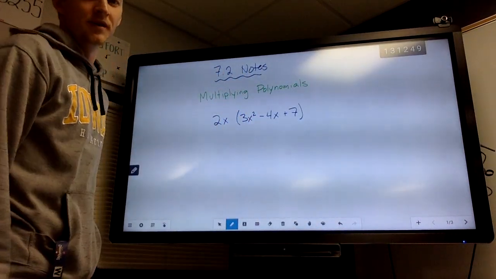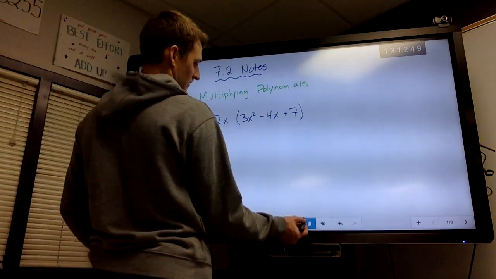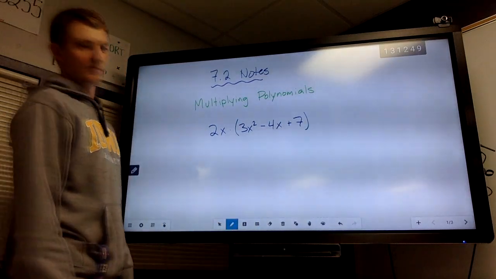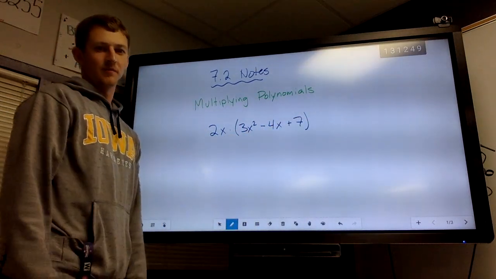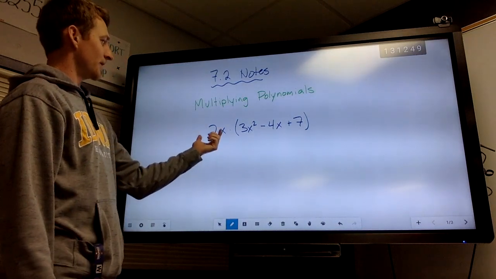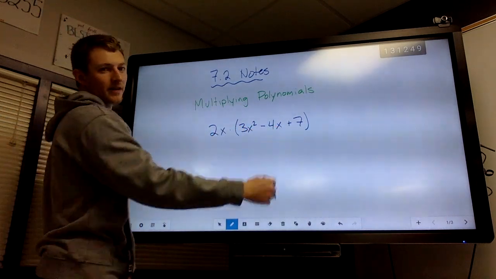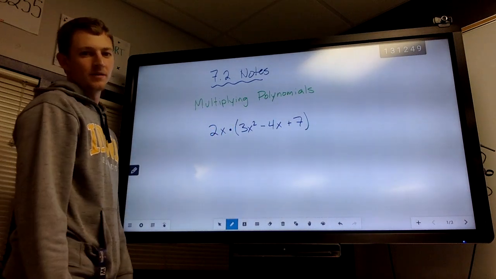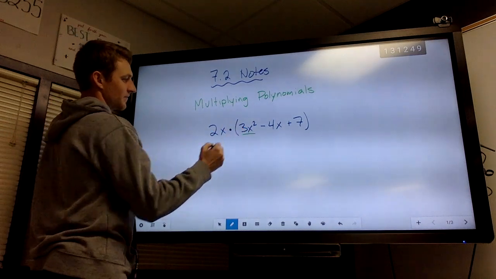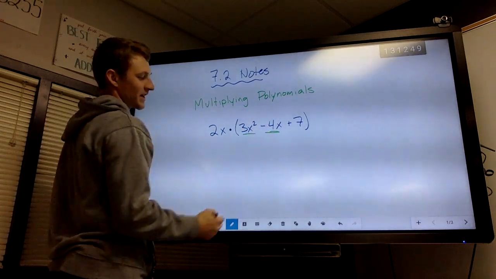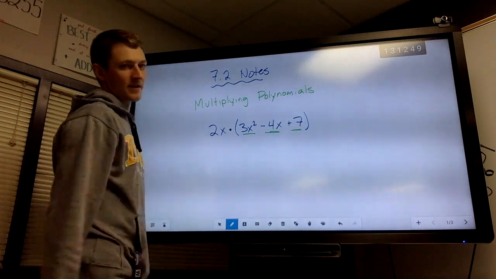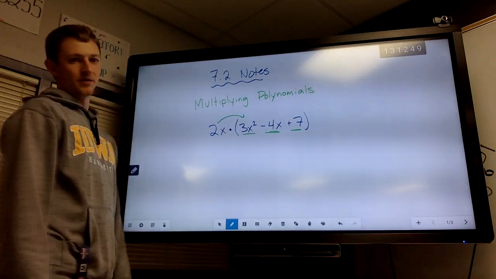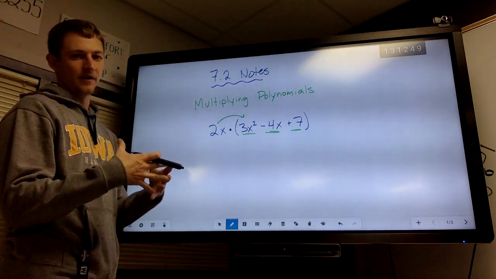Algebra 1, we have 7.2 today, so we're going to be multiplying polynomials. A polynomial is just like an expression that has more than one term, right? So we're going to take 2x times everything inside the parentheses, so there's an imaginary multiplication sign right here. So we're going to take 2x times this first term, and then times the second term, and then times the last term, right? So we have 2x times 3x squared. So we're going to multiply all the numbers together and then all the variables together.